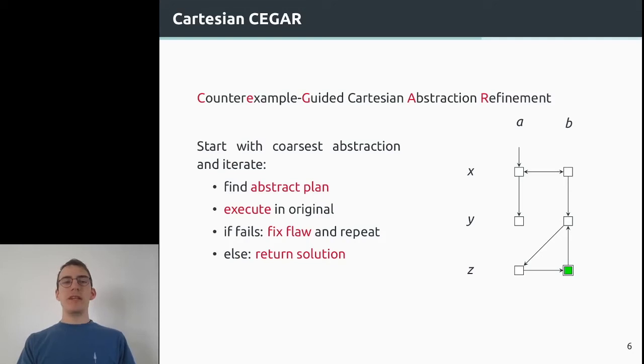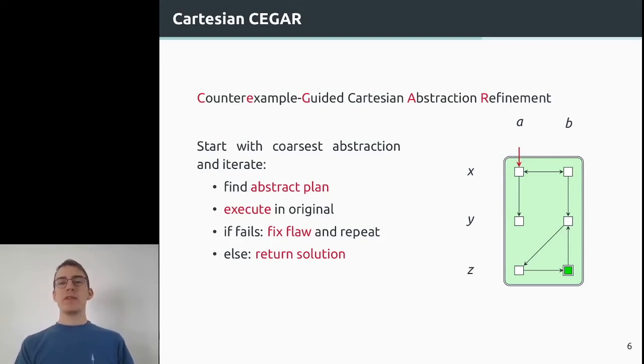The most common technique uses counterexample guided Cartesian abstraction refinement. What this does is it starts with the coarsest possible abstraction and then iterates the following process. Find an abstract plan, here the empty plan, then execute it in the original problem until you find a flaw or a solution. Since here we did not arrive at the goal state of the original problem, we need to find out why this did not work out.